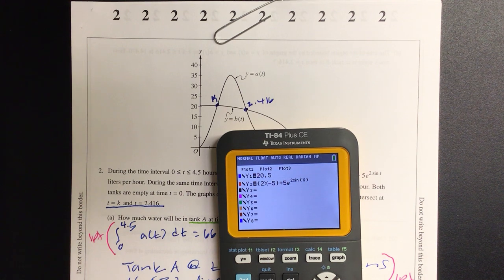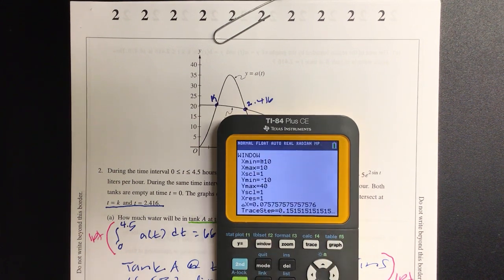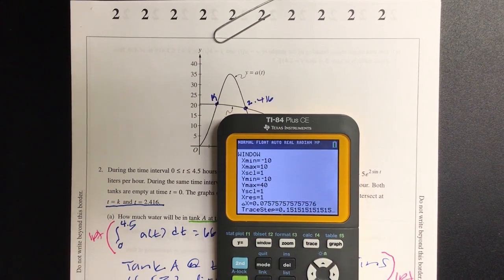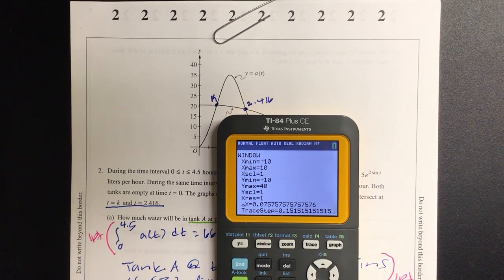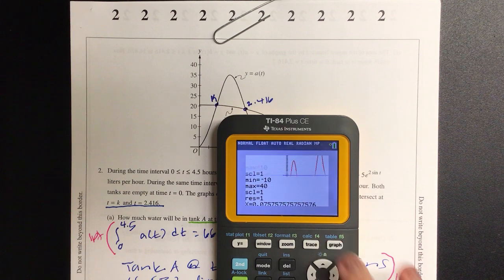And I will be kind of clever on the window. When you get to the window, I know Zoom 6 is a pretty friendly window, but here's what I would do. On your window, because my y1 is over 20, I want a number that's going to be way over 20, and I chose to put y max as 40. If you put 100, that's fine, because you want to be able to see the graph within the window. When you're ready, go to graph.